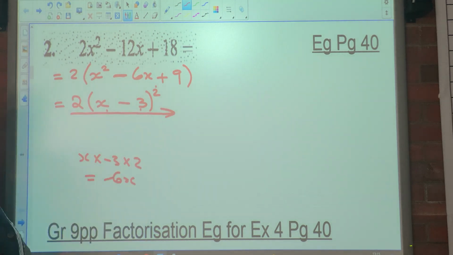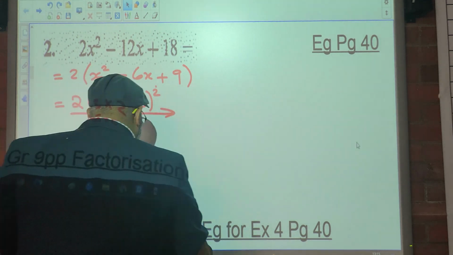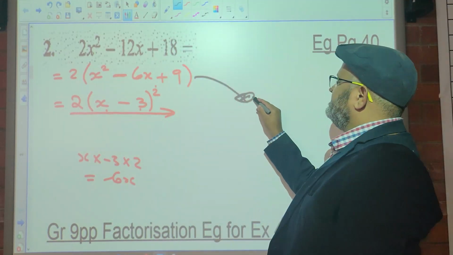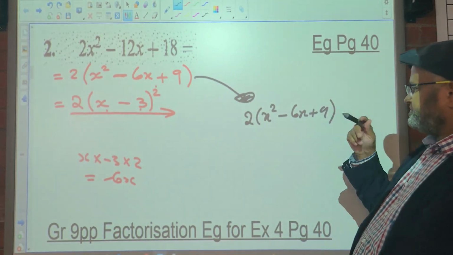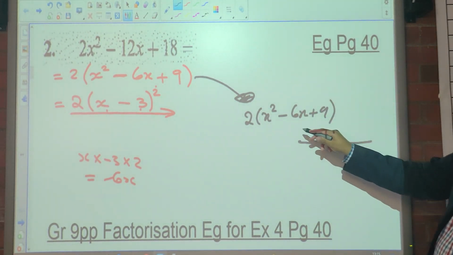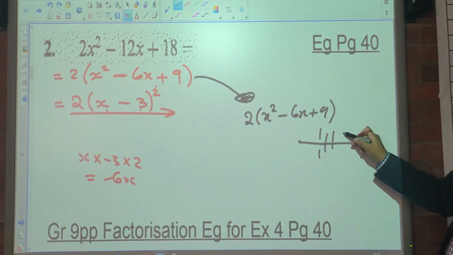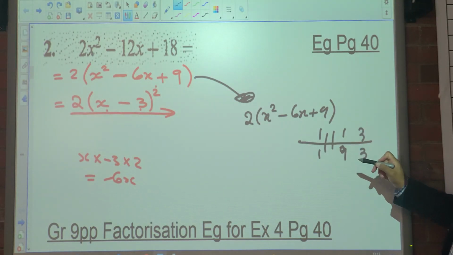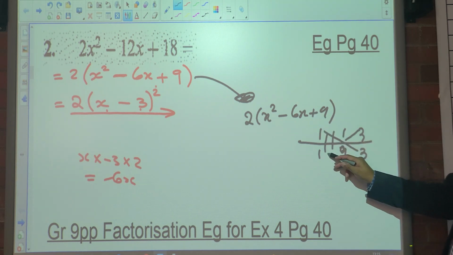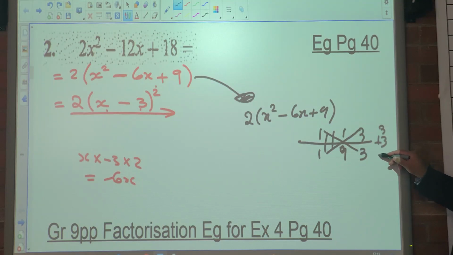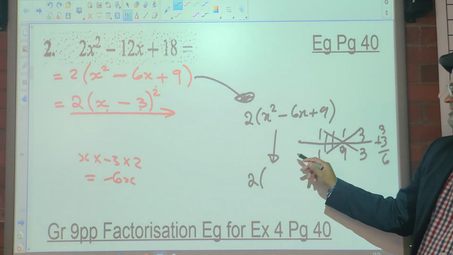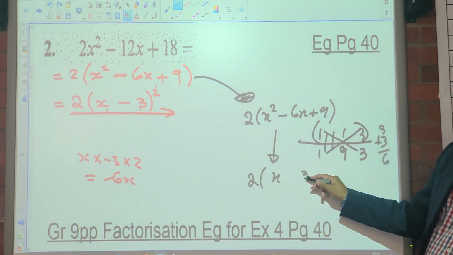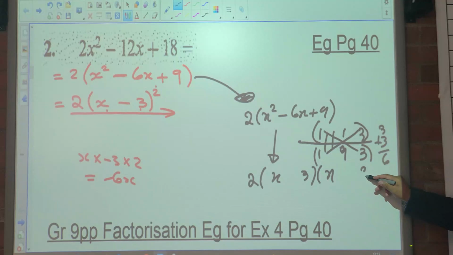Which makes that correct. Now some of you don't see this as a perfect square trinomial. So if you got 2 into x squared minus 6x plus 9, on the product line goes the coefficient of x squared, which is 1 and 1. For 9 it is 1 and 9, 3 and 3. Do we add or subtract our products? We add them. So 1 times 3 is 3, 1 times 3 is 3, 3 plus 3 is 6. So that gives us 2 into x and a 3, and x and a 3.